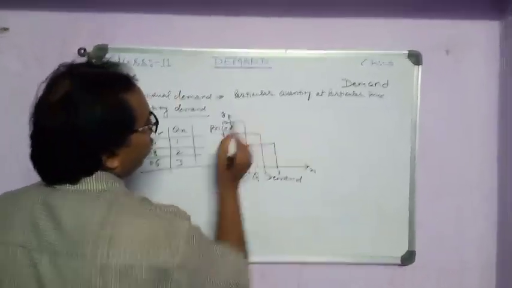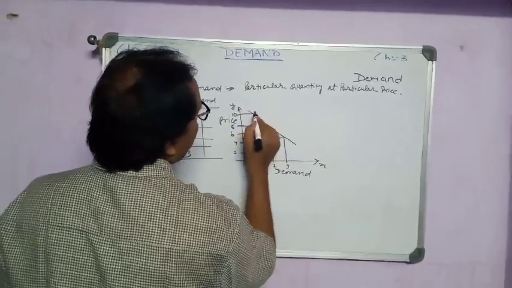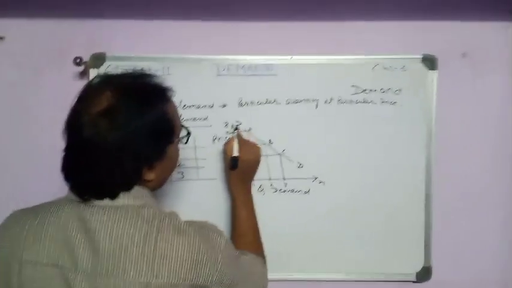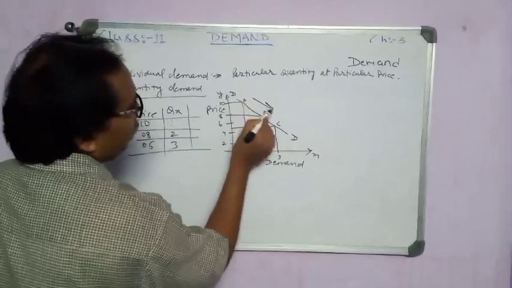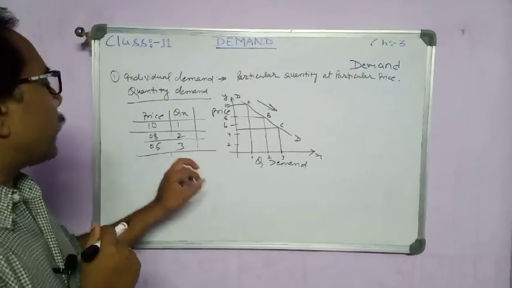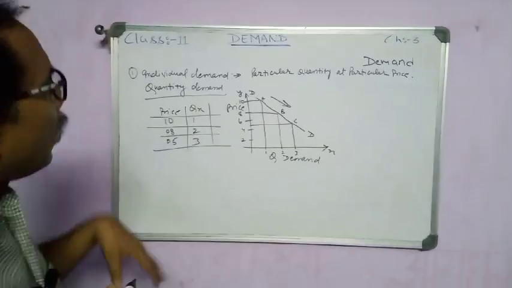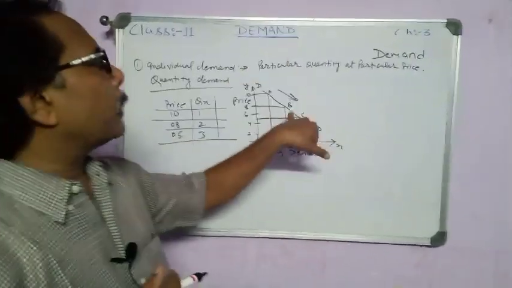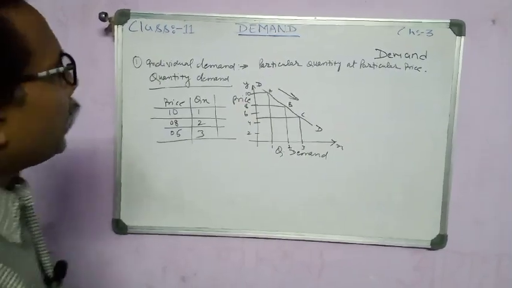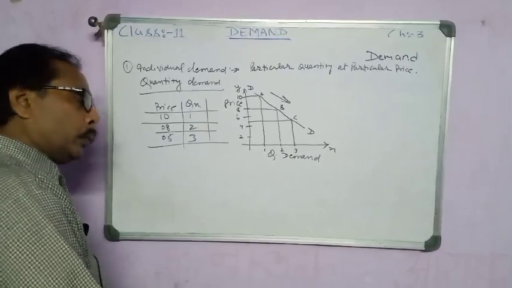So in this way we have got the 3 points A, B, C, and this is our demand line. So it indicates that at different possible prices the consumer is willing to buy different quantities, or you can say at a particular price a consumer is willing to buy a particular quantity. And in this way the individual demand curve can be shown.